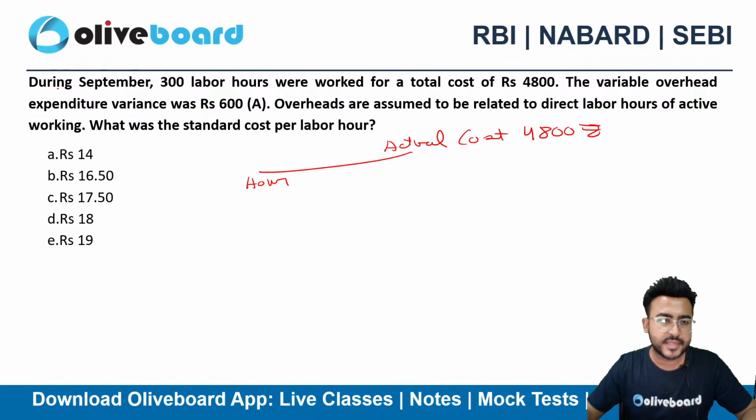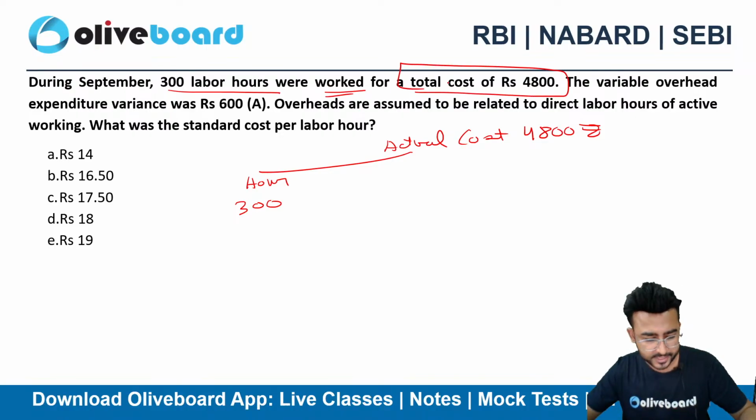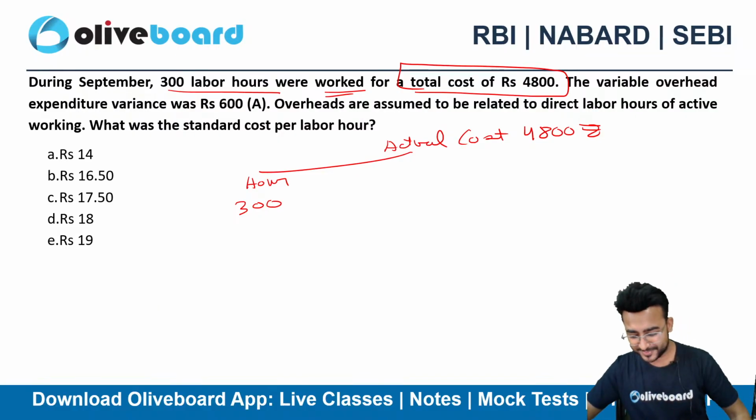So they have given that during September 300 labor hours, we have worked 300 labor hours. That is actual, because we have actually worked it. The cost was 4,800, right? The cost was 4,800. No, this is not a recorded video. This is a live video.